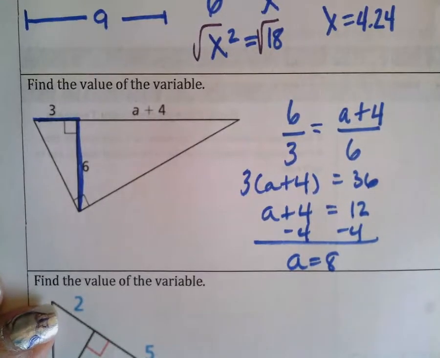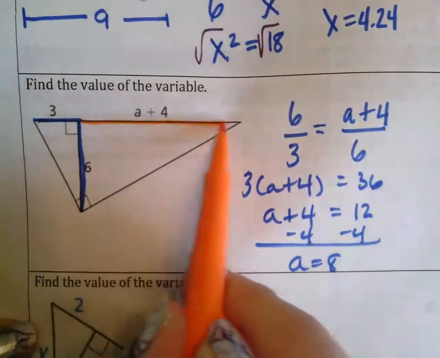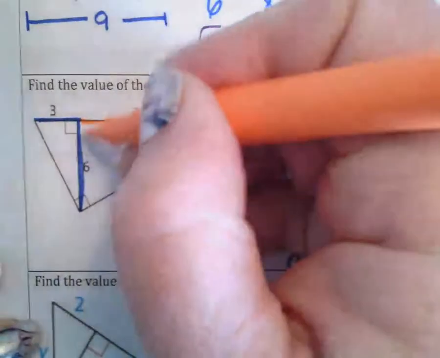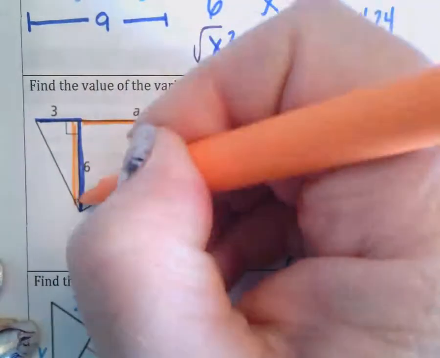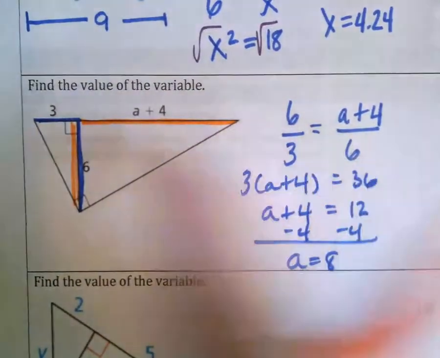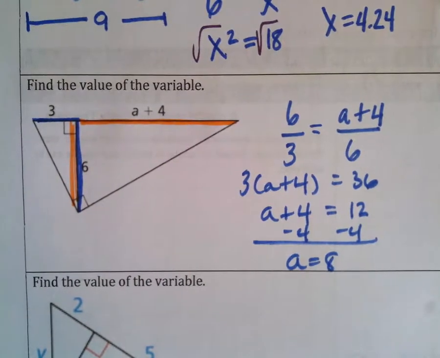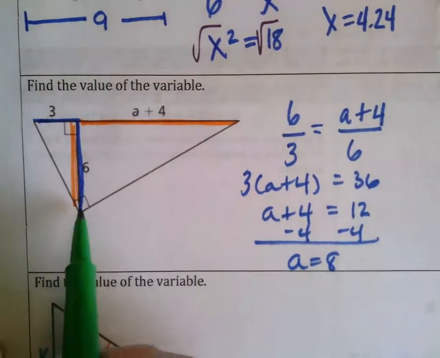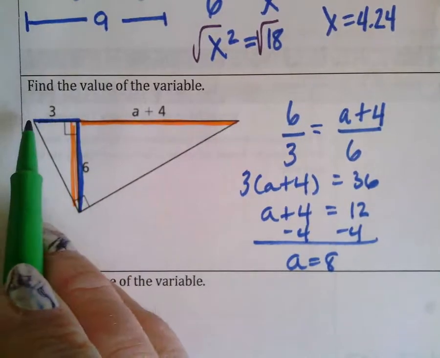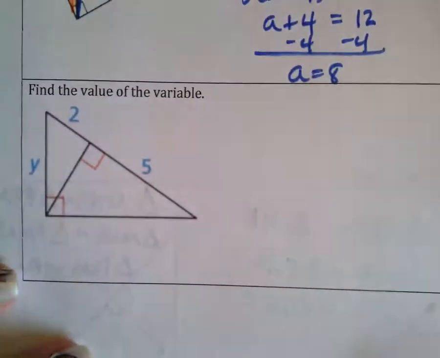I'm going to leave that there for just a second. I was dealing with 2 different things here, and it made it kind of confusing. Long side to the long side of this triangle. So that's the 2 I was comparing, a plus 4 over 6. And then I was doing the long side in the blue here to the short side, the 6 here. Okay, all right, 1 more, and then you're done.